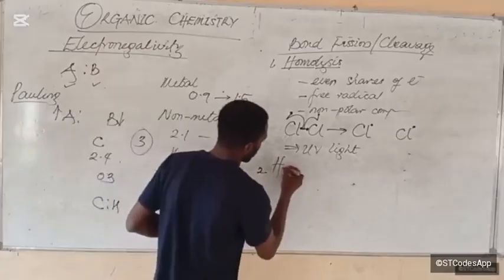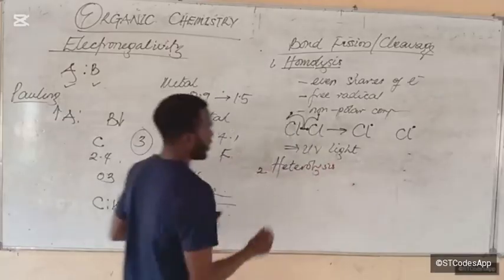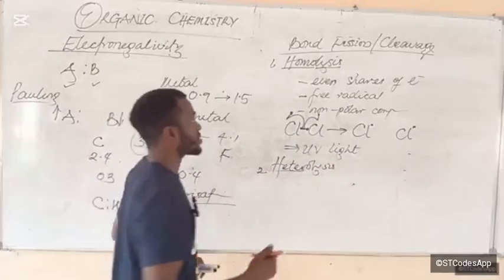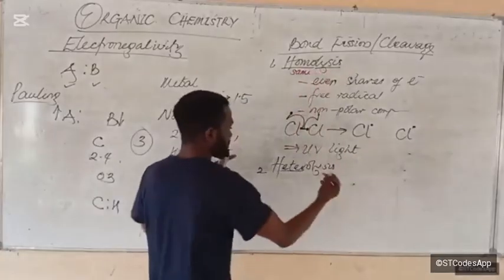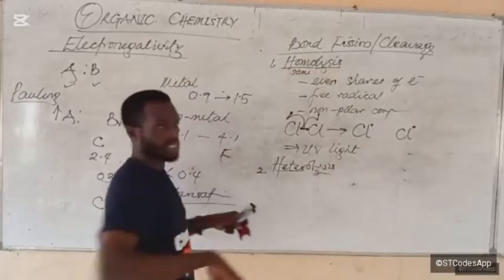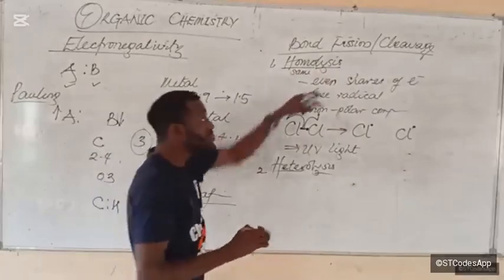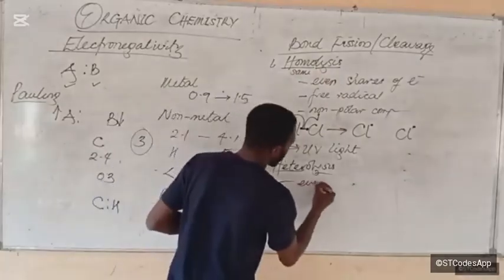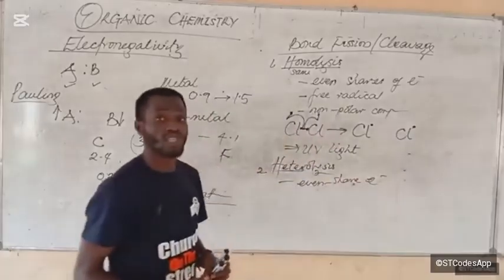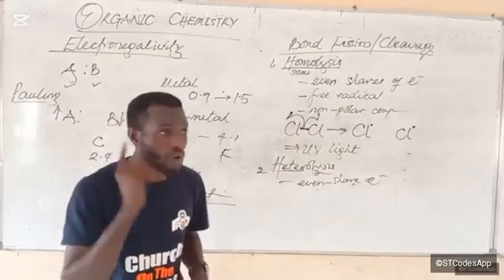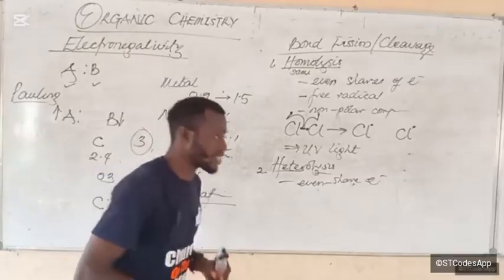The second one is heterolytic fission, or heterolysis. Now, hetero means different, right? Homo, we said, means same or similar. Lysis means split. Lysis, split, different, right? In this case, there is uneven sharing. Why is there uneven sharing of electrons? There is uneven sharing of electrons because it first happens between compounds that have unequal polarity. Compounds that have unequal what?